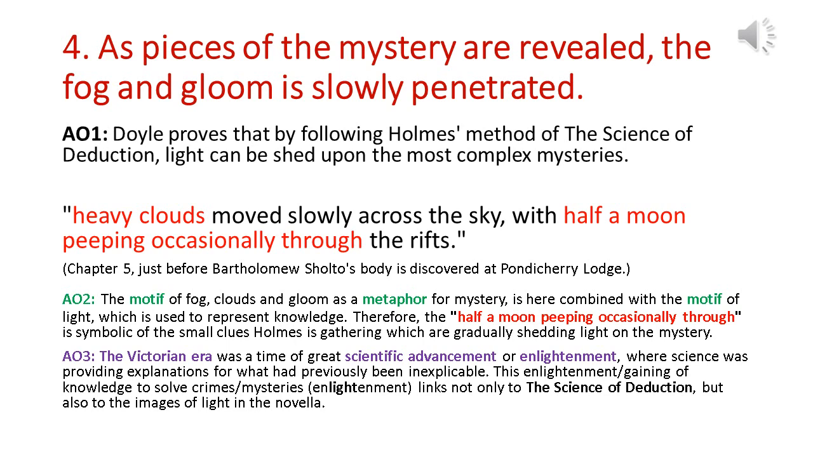So for assessment objective 3, you might want to talk about the fact that the 19th century was a time of great scientific advancement or enlightenment, which means learning new things. So science was providing explanations for what had previously been inexplicable. So this enlightenment or gaining of knowledge to solve these crimes and mysteries links not only to the science of deduction, but also to these images of light in the novella.